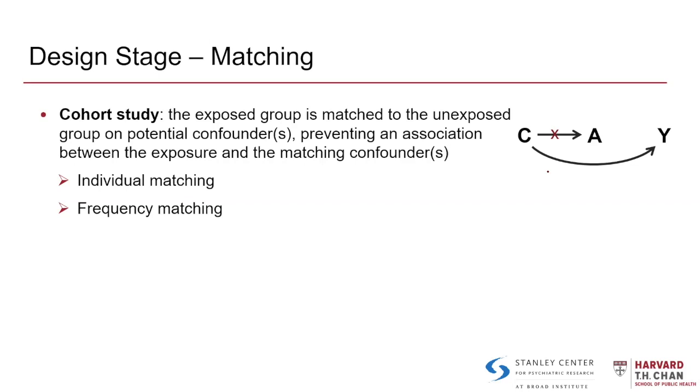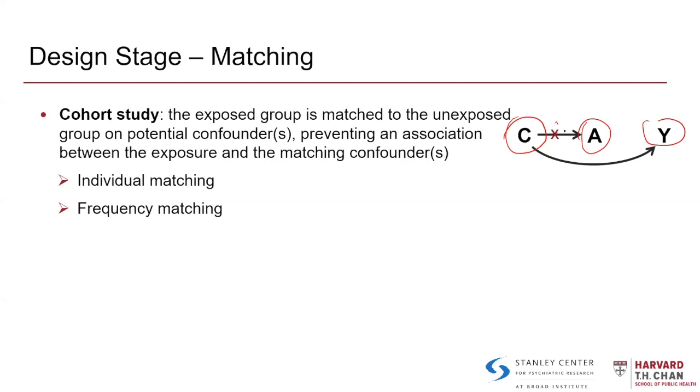The second tool that we use in the design stage is matching. This is often used in cohort studies. In cohort studies, the exposed group could be matched to the unexposed group on some key potential confounding variables. This prevents an association between the exposure and the matching confounder. So the same way that we have seen, we have the exposure, we have the outcome, and this is the potential confounder. If it's matched, it would be balanced.